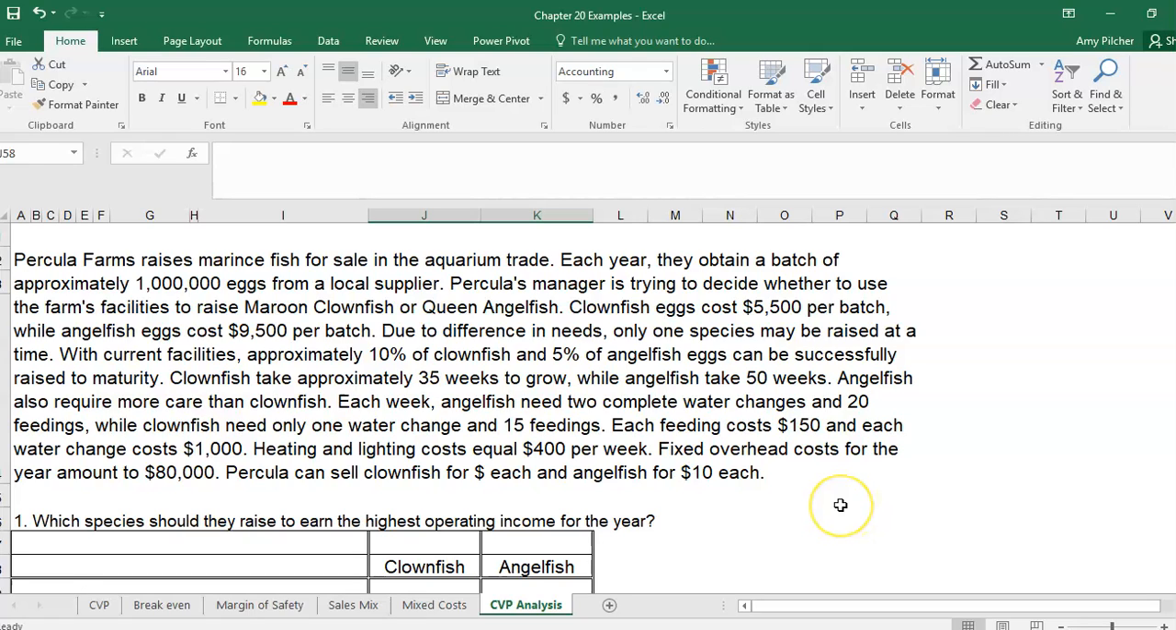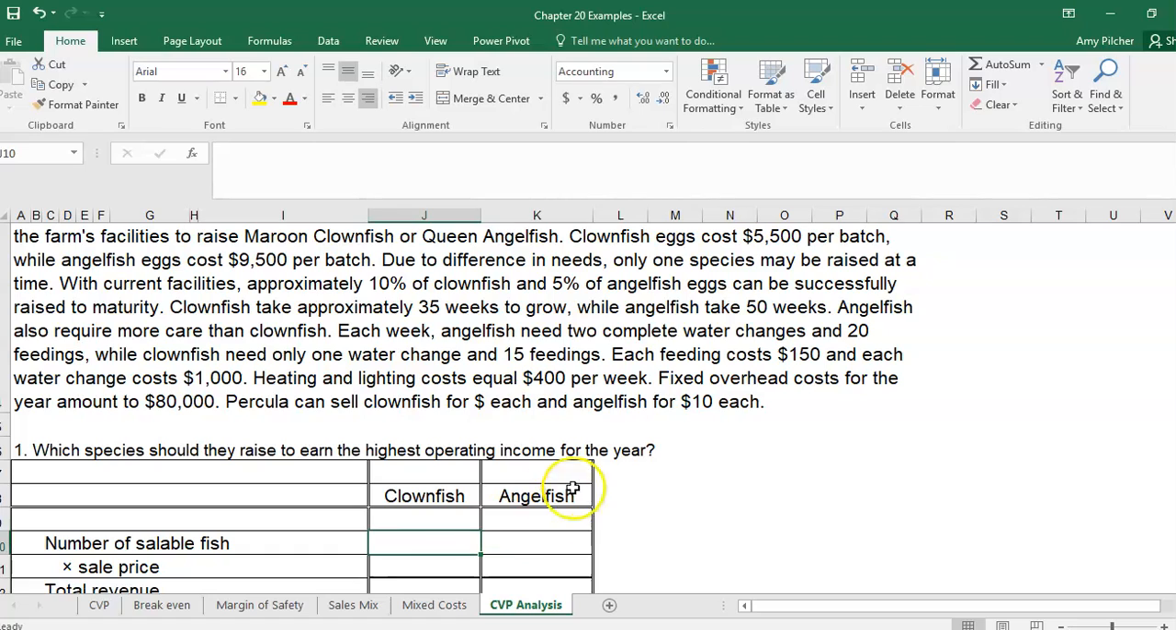So we need to know how many fish we are going to have available for sale. We're going to buy 1 million eggs, and for clownfish, 10% of them are going to live to saleable maturity, and for angelfish, 5% of them are. So the number of fish, we're going to take 1 million times 10% for clownfish, and 1 million times 5% for angelfish.